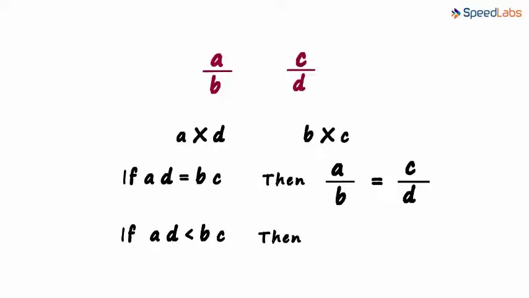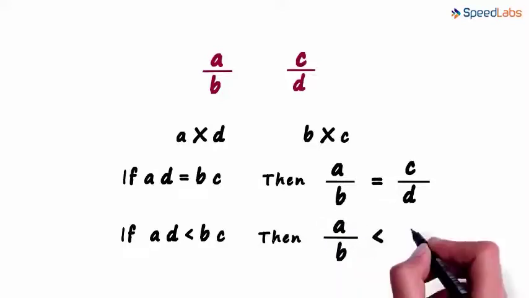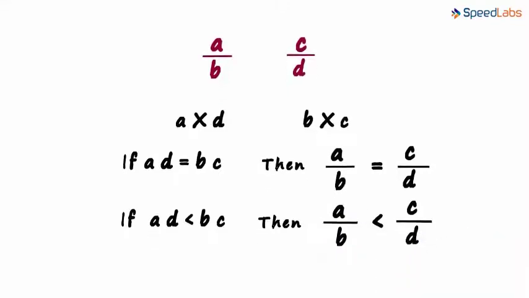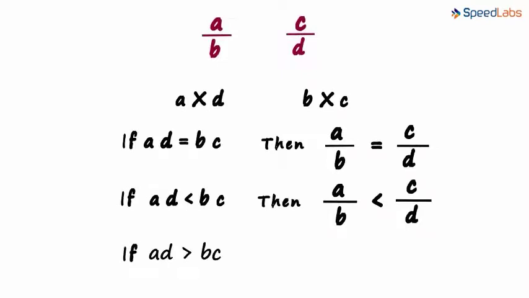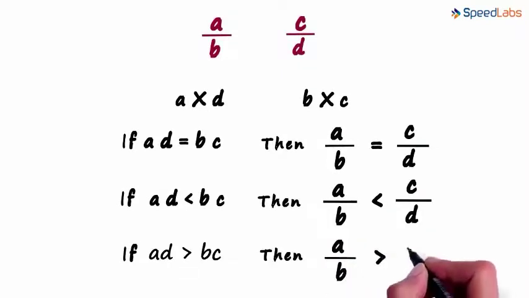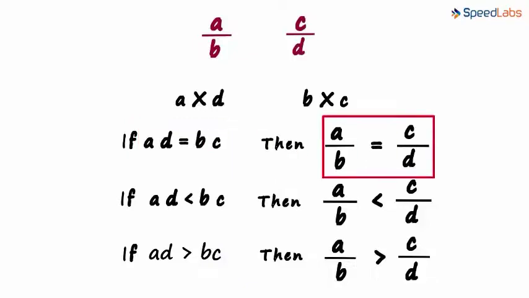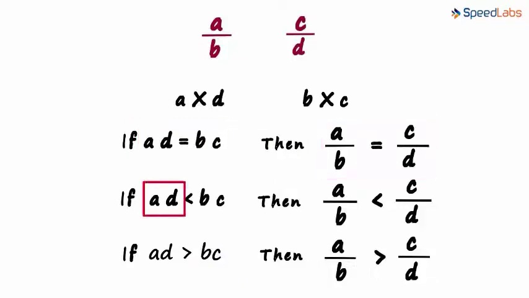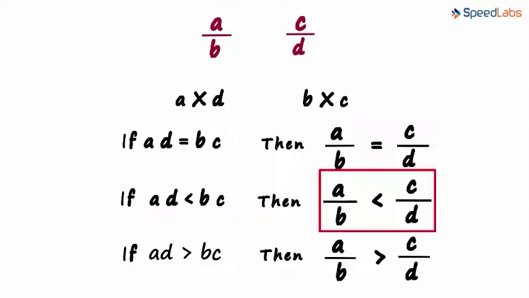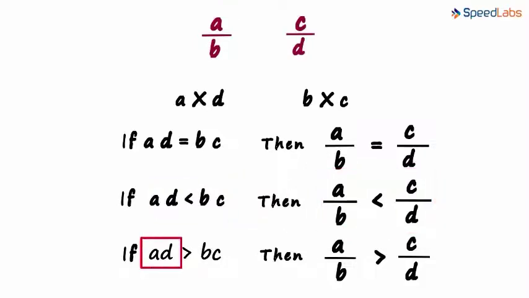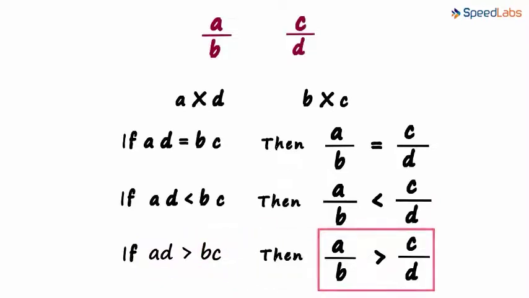But what if AD is less than BC? It's simple. A by B will also be less than C by D. If AD is greater than BC, then A by B is greater than C by D. That's how simple comparison of ratios is. If the products are equal, the ratios are equal. If this product is lesser than this one, then the first rational number is smaller. If this product is greater than this one, then the first rational number is larger.